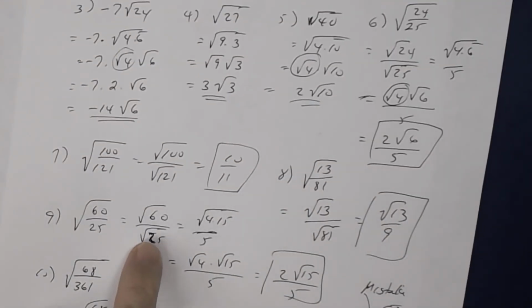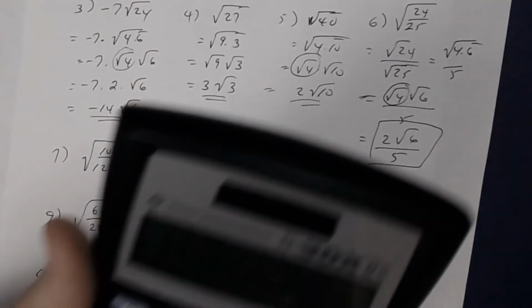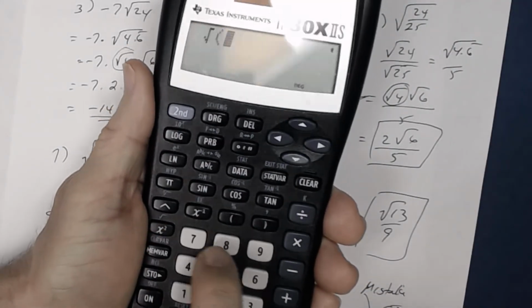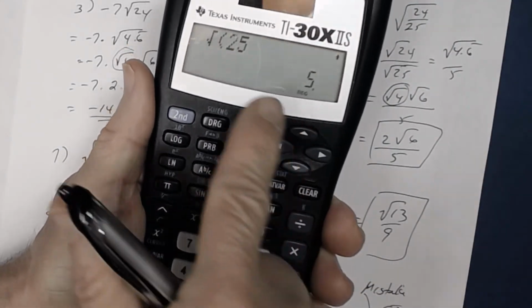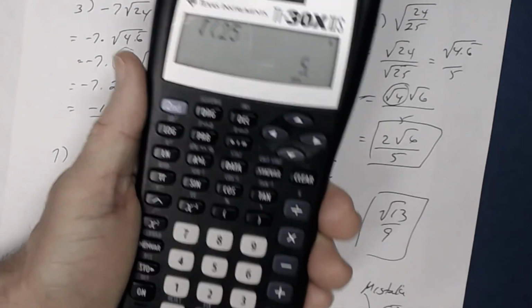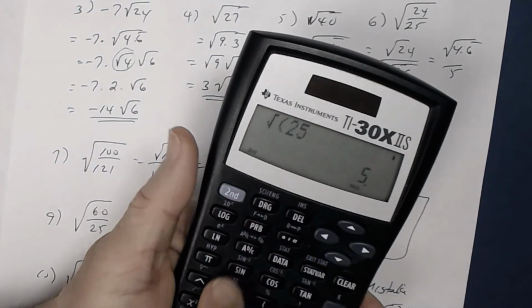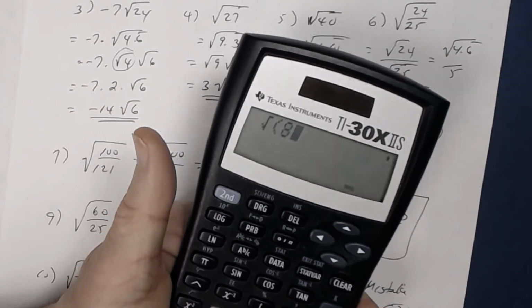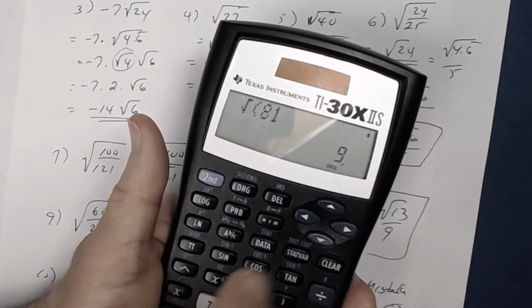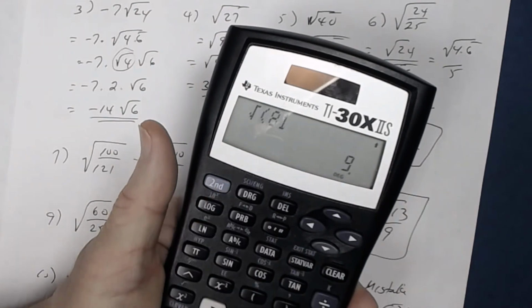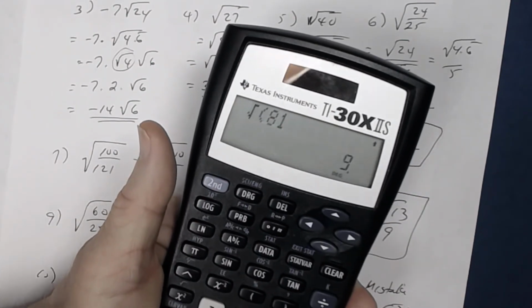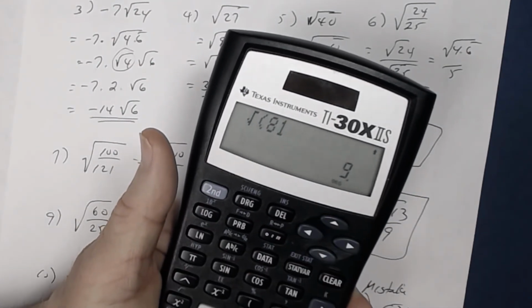Well, how would you think about this? If I put the square root of 25 in the calculator, what do we get? We got 5. So yes, 25 is a perfect square because I got a whole number. Is 81 a perfect square? Yes, it is, because when I use the calculator, the square root of 81 is 9. 9 is a whole number. 9 times 9 is 81. So 81 is a perfect square because I ended up with a whole number there.